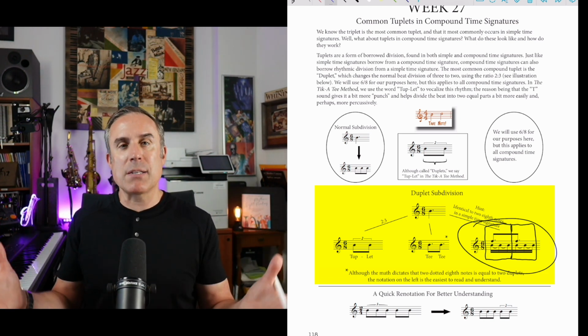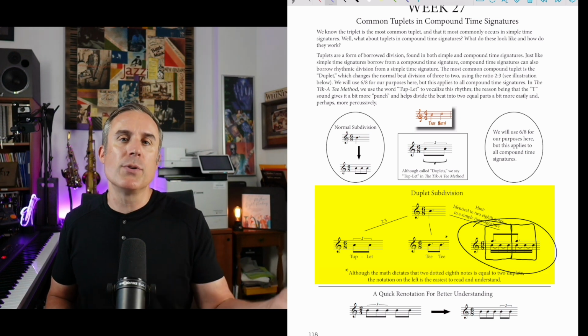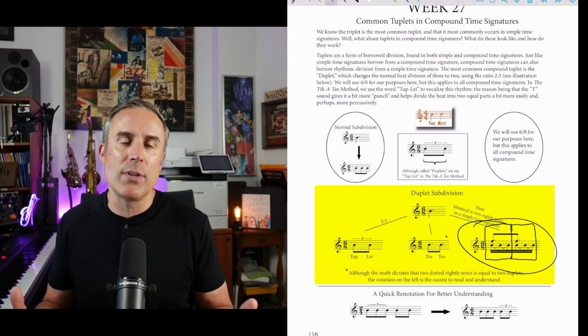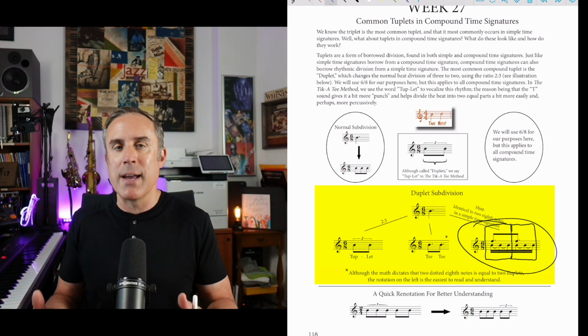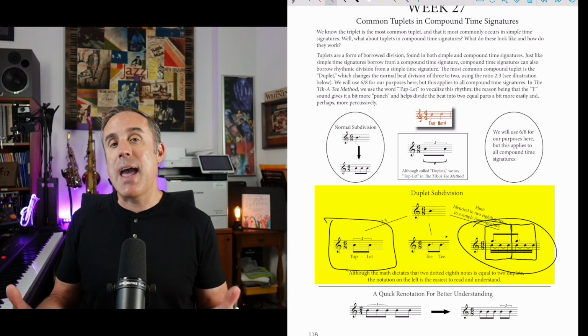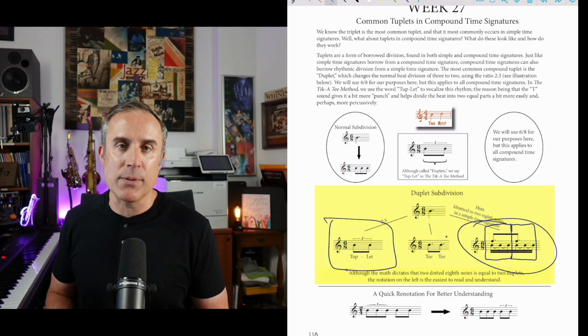Now, if you ask me which way is more common, how would you see it in music notation? It really could go either way. I've actually seen it notated more frequently as duplets, as this one here on the left-hand side, than I have as 2 dotted eighth notes.